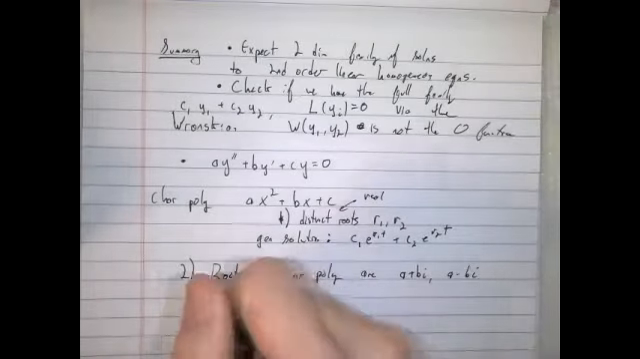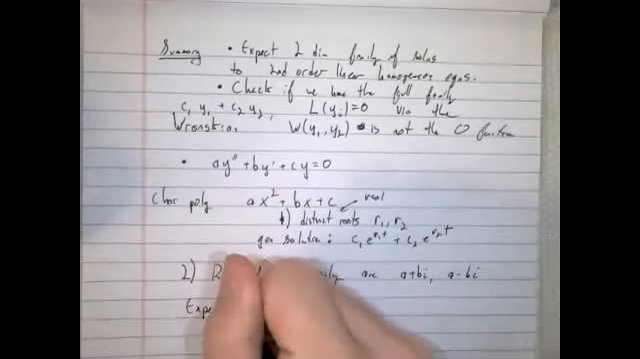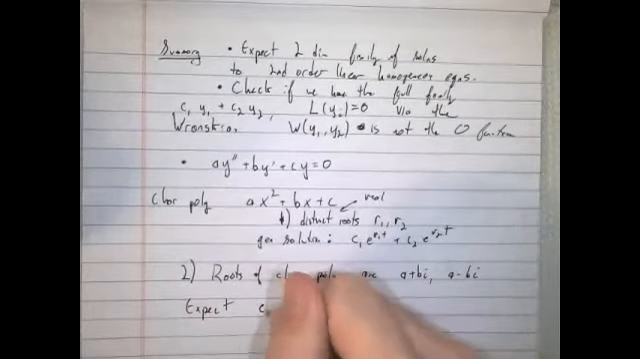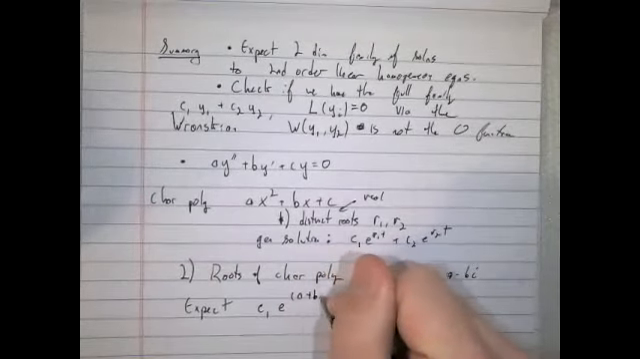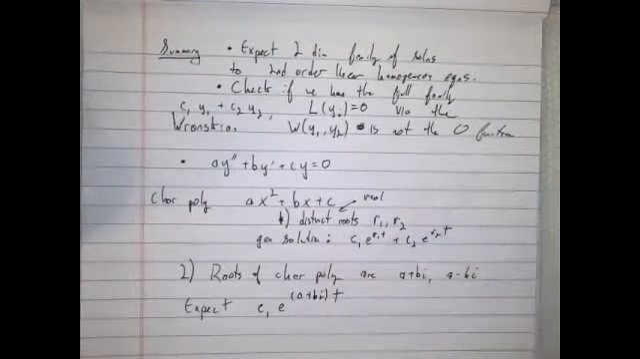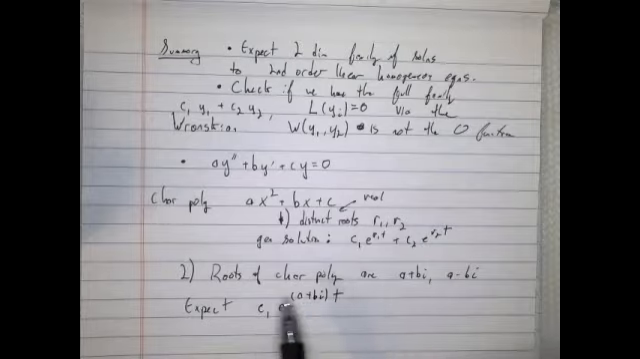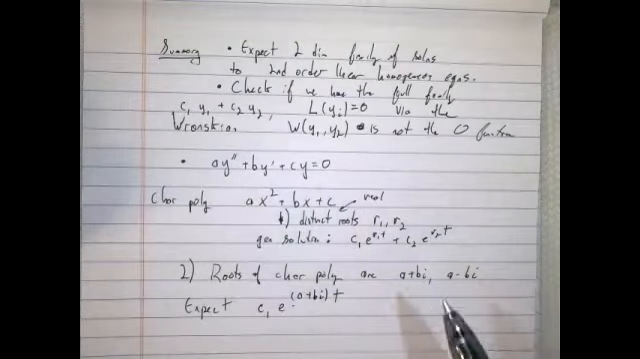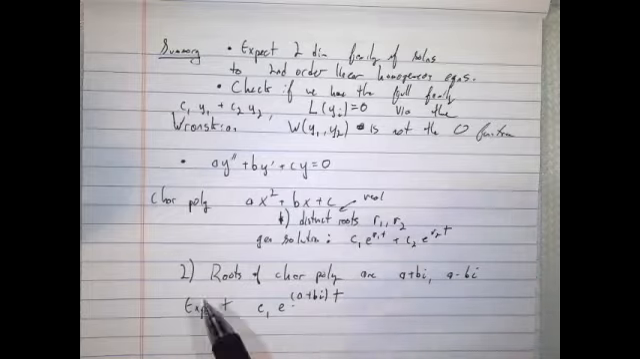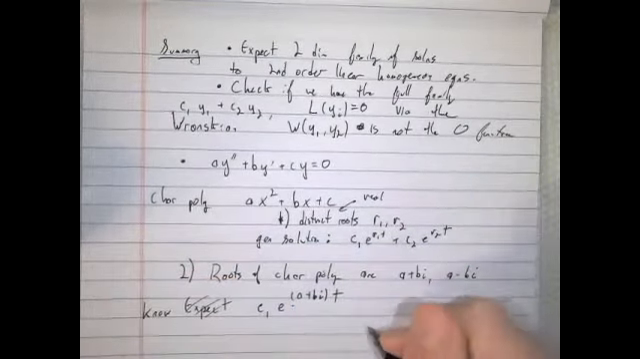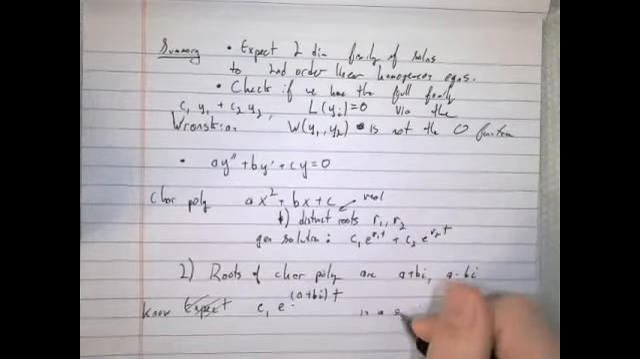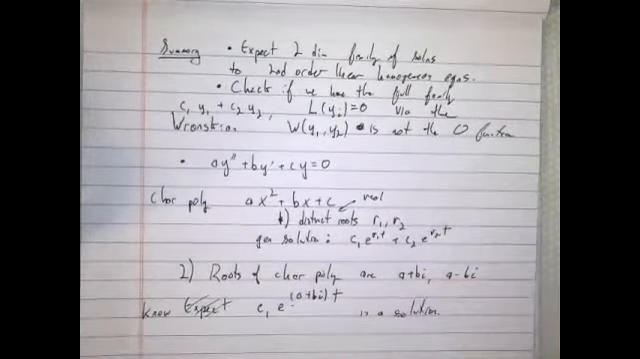So we expect C1 e to the (a plus bi) t to be a solution. Or at least we know that this is a solution just because this is a root of the polynomial, so when I take derivatives, I'll get 0. So we know this is a solution.